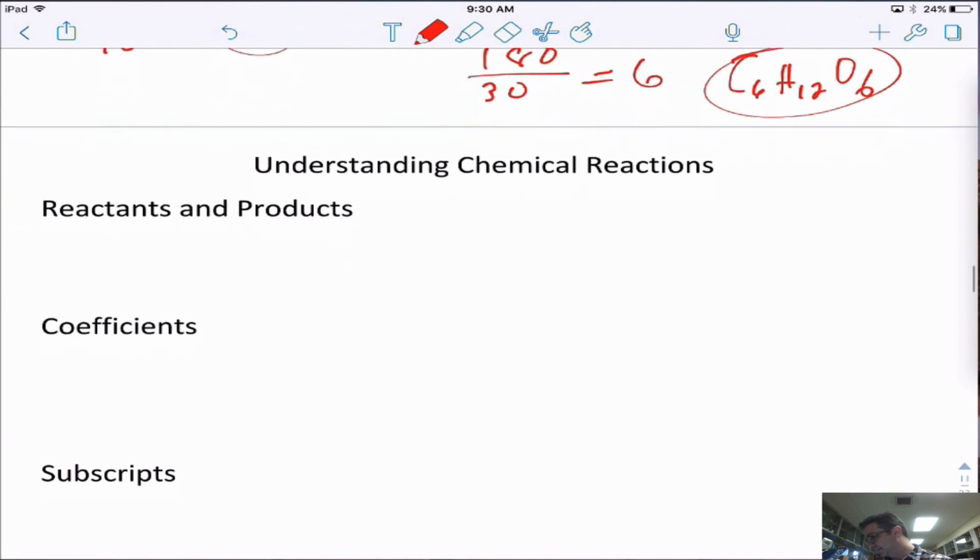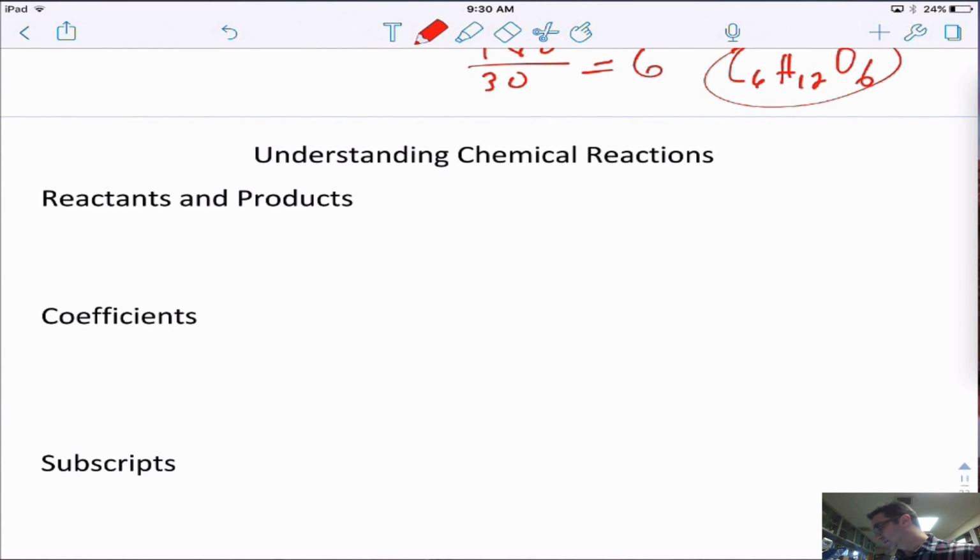Now what we're going to do next time, and we're going to start this next week, because this week we have practice for this. We're going to do some labs. We're going to have a quiz, practice some more, and then we're going to do types of chemical reactions next week and talk about that in our next video.